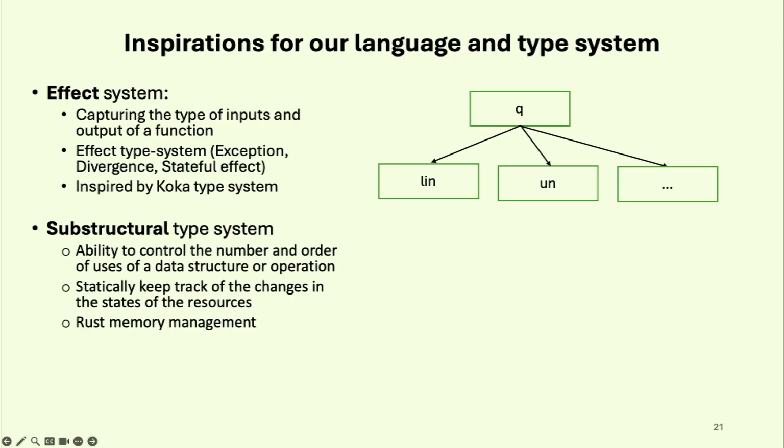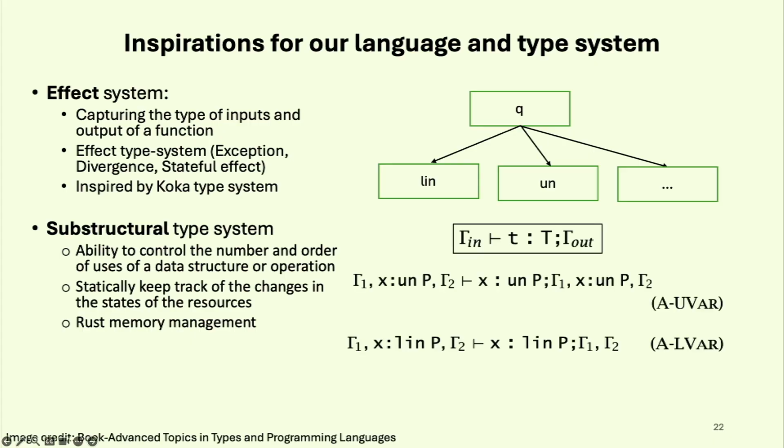Apart from the basic types int, float, or char, we also have quantifiers. For example, there are linear and unrestricted quantifiers. So what does the linear quantifier say? It says that a variable should be used exactly once.